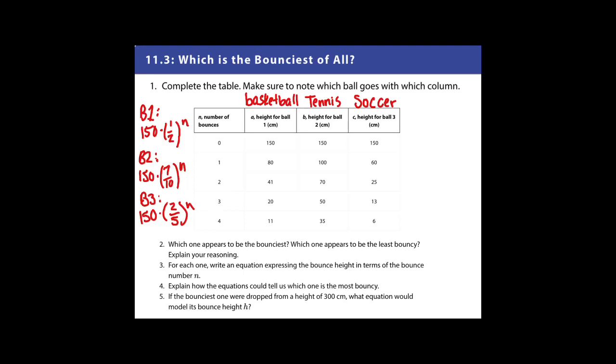And then number 5, if the bounciest one were dropped from a height of 300 centimeters, what equation would model its bounce height h? And so we would write h equals 300 times 7 over 10 to the n power.